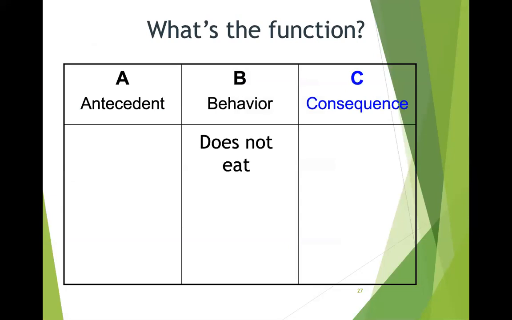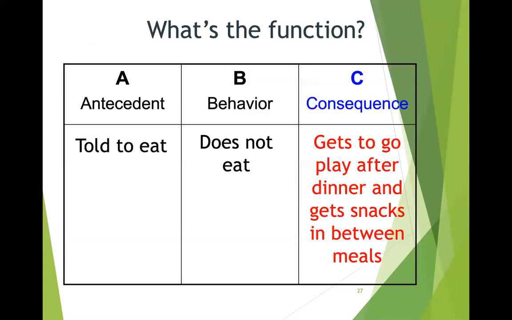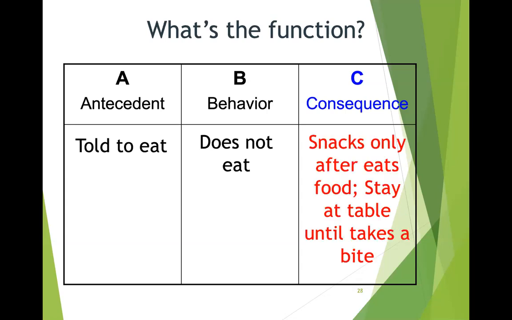So behavior was he does not eat. Antecedent was he was told to eat. The consequence that was provided was he gets to go play after dinner and get snacks in between meals. So what could mom probably do next time? Well, they could not offer snacks until he's eaten his food, and have him stay at the table until he takes at least one bite.